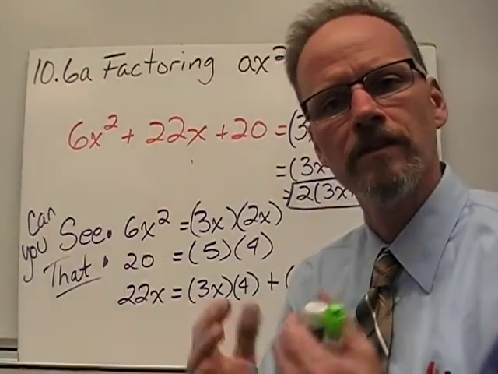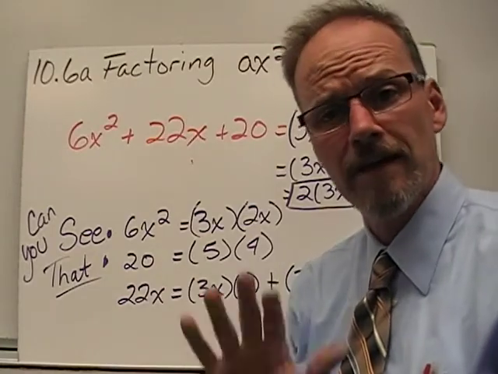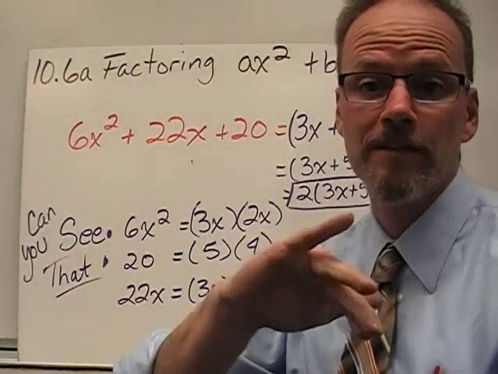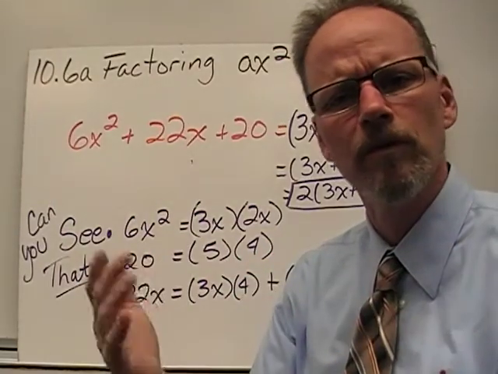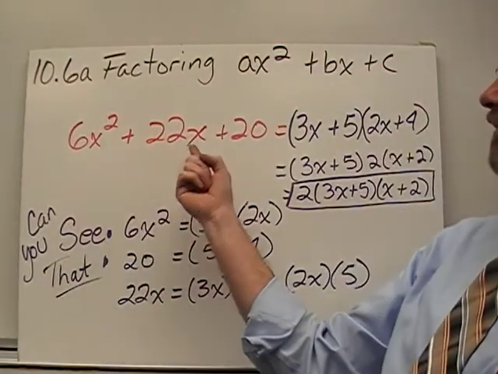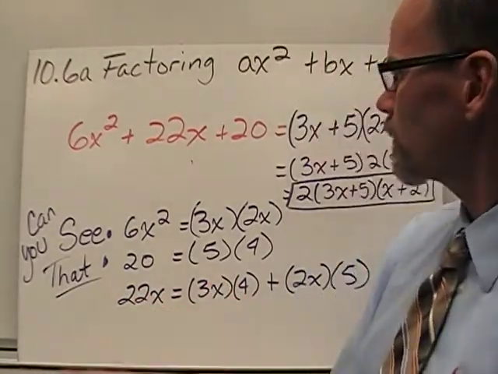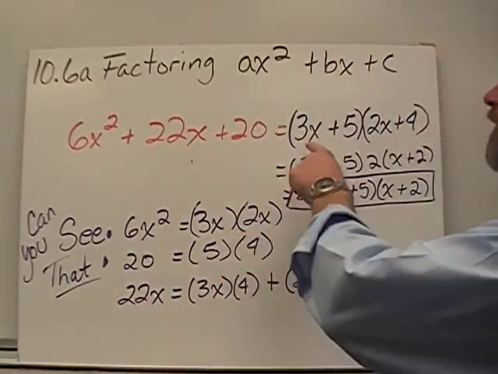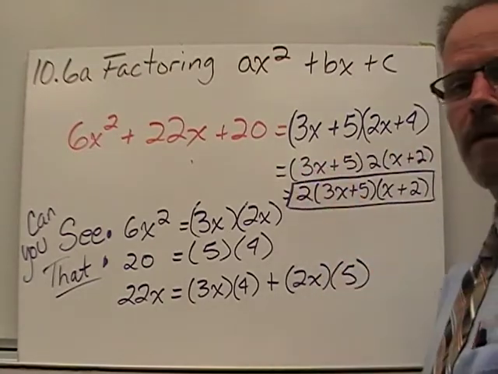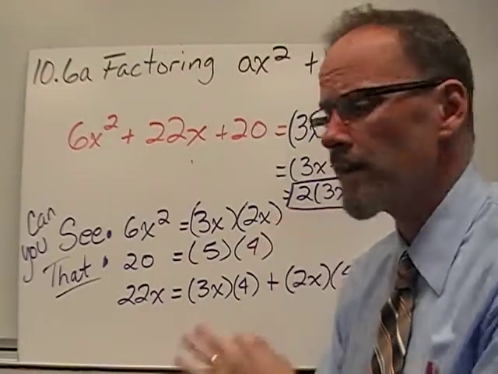And so we're just going to have a little bit of extra stuff. To give you an idea of what it's going to look like, the start of the problem and the start of the answer, what are we looking at? You're going to get something like 6x squared plus 22x plus 20. You're going to take that and turn it into 3x plus 5 times 2x plus 4. And there's a little bit extra there, but I want to talk about that in just a second.